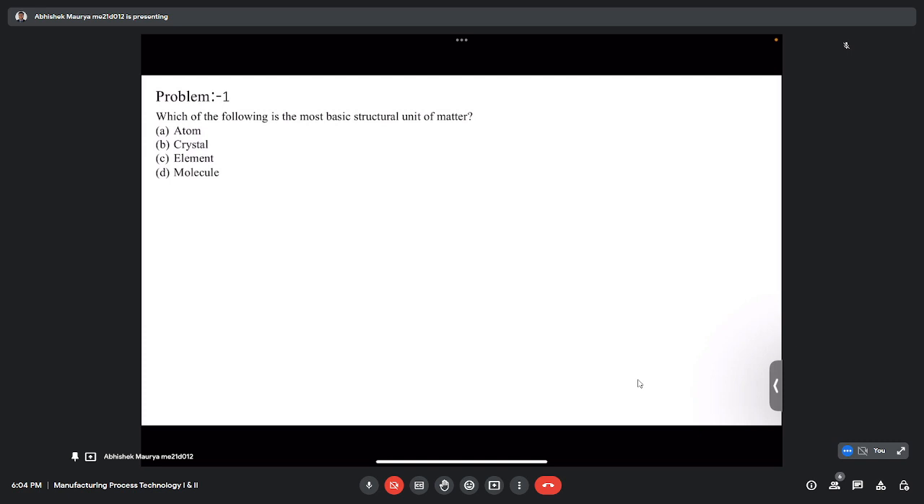So you can see what is being asked. Which of the following is the most basic structural unit of the matter? So we know what is the matter. Matter is anything which occupies space and it has some mass. So that is the matter. So we can see what the options are there. Atoms, crystal, element, molecule.